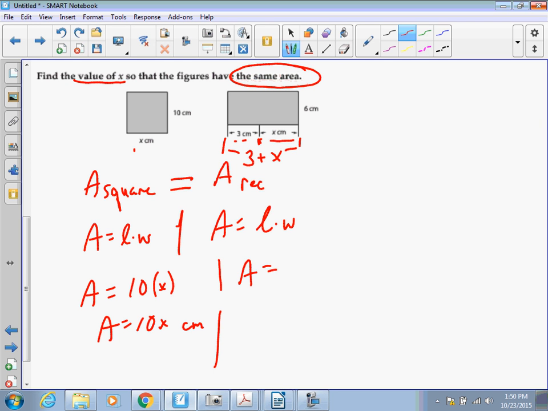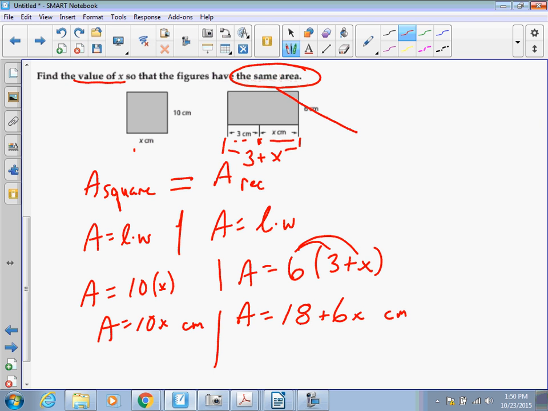So area is going to be length times width. Length is 6. Your width is now 3 plus x. So if we distribute that 6 in, your area here is going to be 18 plus 6x centimeters. Okay, well, we found the individual areas. Now we need to go back and figure out the value of x.